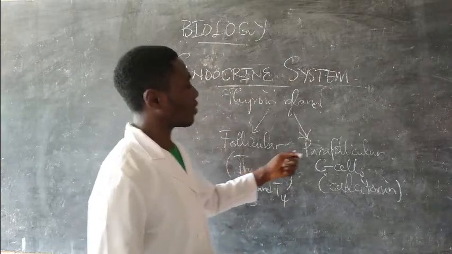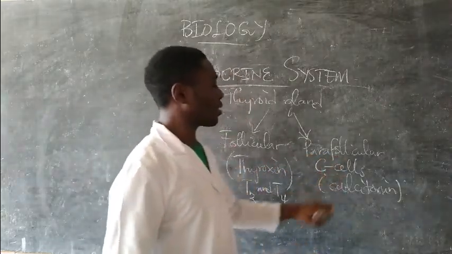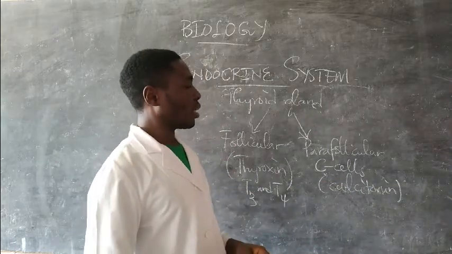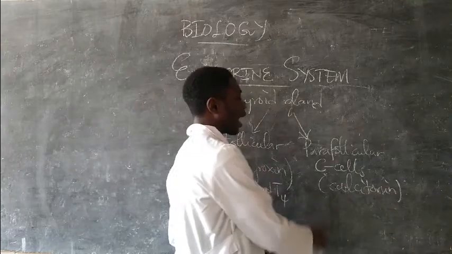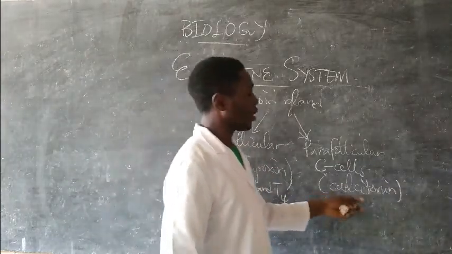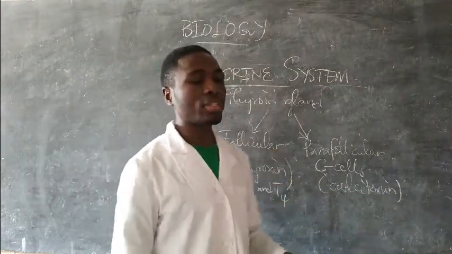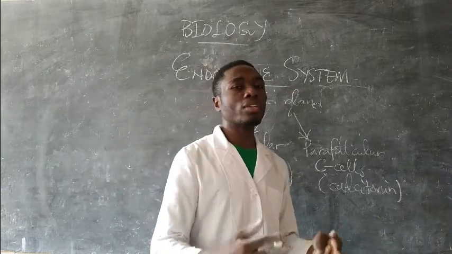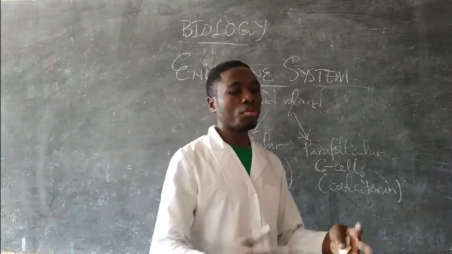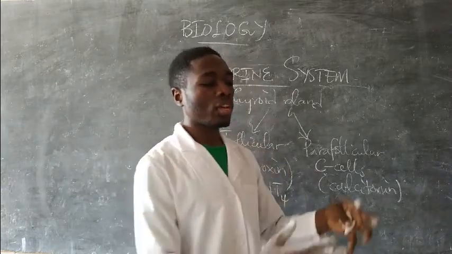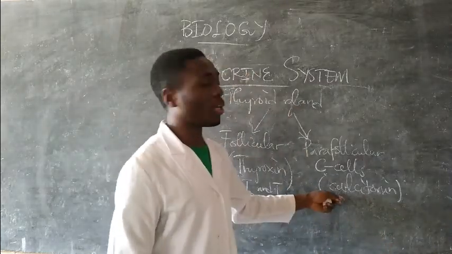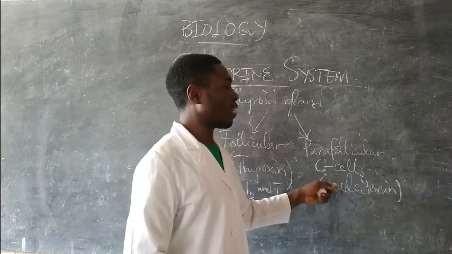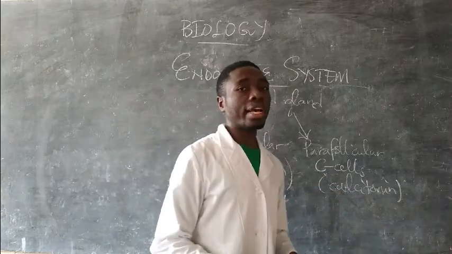And we have the parafollicular cells, which secrete calcitonin, and calcitonin is hypocalcemic. It mediates the decrease of calcium 2 plus ions in blood. So it means that it helps in reabsorption of calcium 2 plus from blood to bone. It lowers the level of calcium 2 plus in blood when it is secreted, and it is very important in the regulation of calcium metabolism.